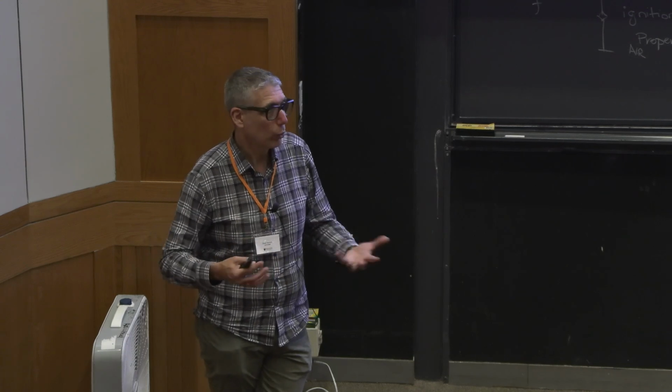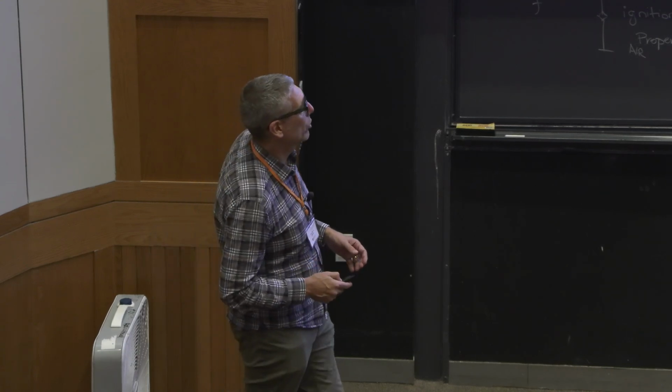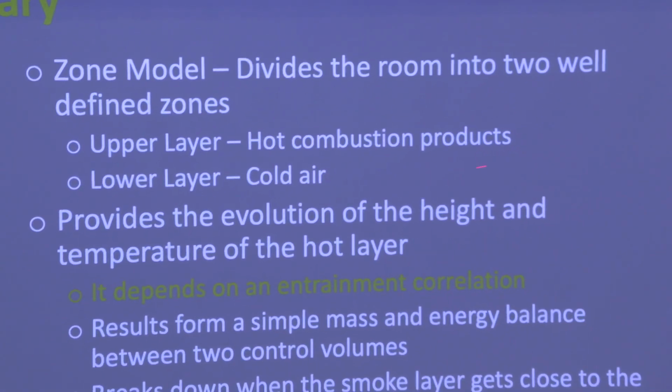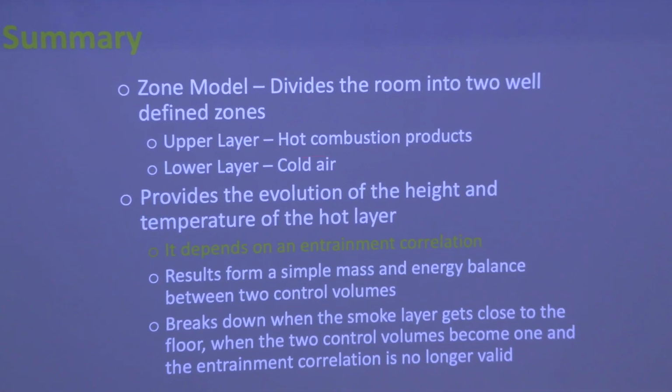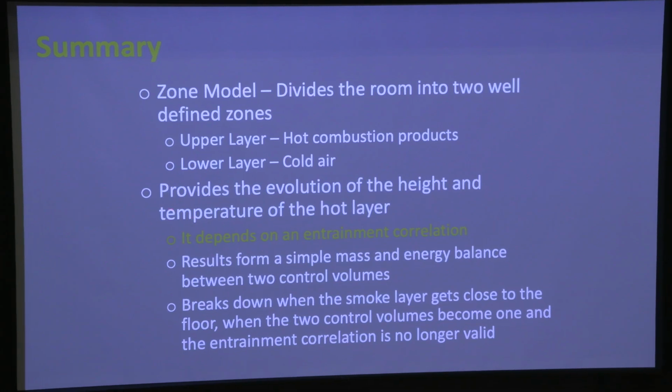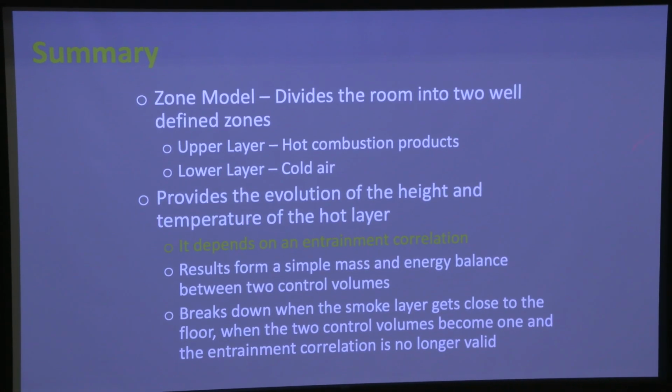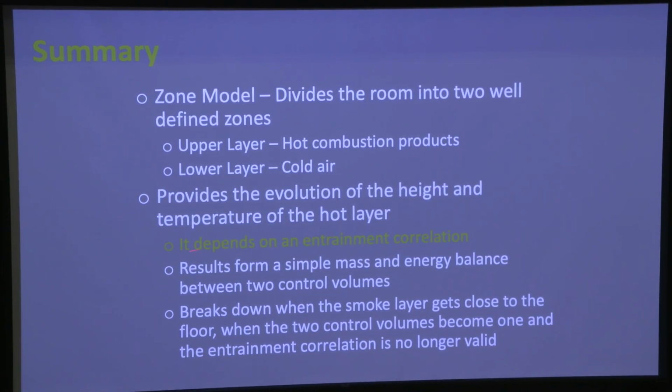And then if you want to refine, as I say, you can do something a bit more sophisticated. The zone model divides the room into 2 well-defined zones, the upper layer and the lower layer. It provides the evolution of the height and temperature of the hot layer. It depends on an entrainment correlation, and you have to use the appropriate one. It results from a simple mass and energy balance between 2 control volumes, and breaks down when the smoke layer gets too close to the floor, because the entrainment correlation is not valid anymore.